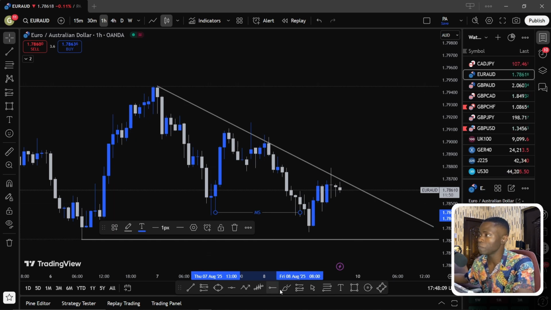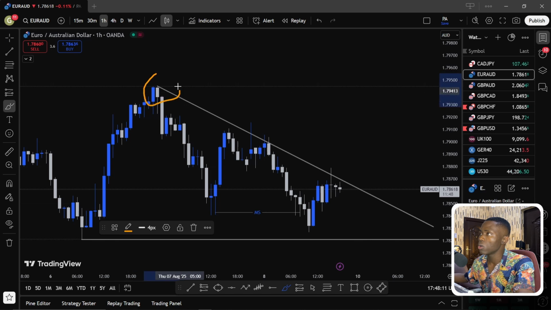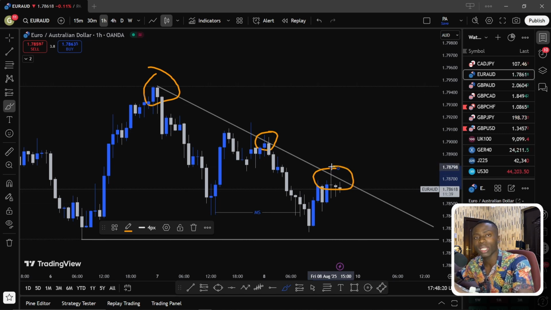So in this situation, we have the first touch here, we have the second touch here, and then the third one right here. Now, once we have these 3 touches on the line, we believe that the market has actually given us the confirmation that it has tested all the 3 lines consecutively.